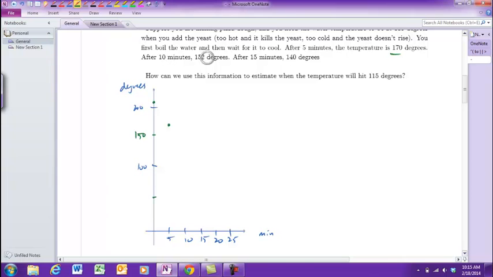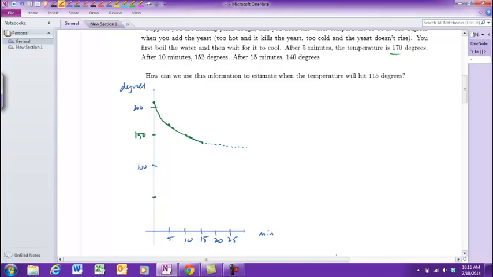And then after 10 minutes, it's 152, so I'll go for 10, and I'll just put that right at about 150. And then after 15 minutes, it's 140. So we'll come up here, maybe right about there. So our curve looks like this. And we can basically assume that it's going to keep going this way. I can draw that on there, but how can I actually get a numerical estimate for what's going on?